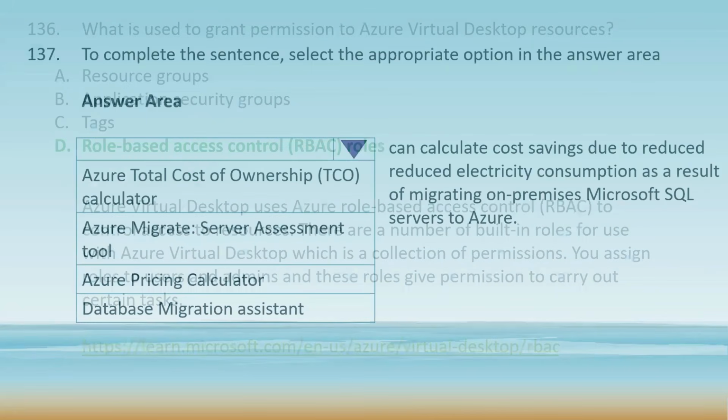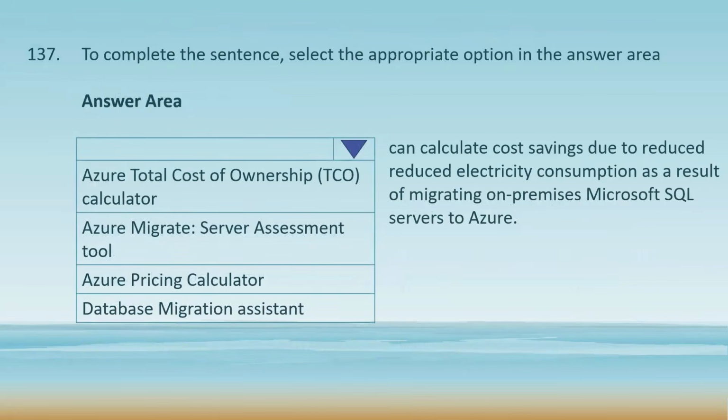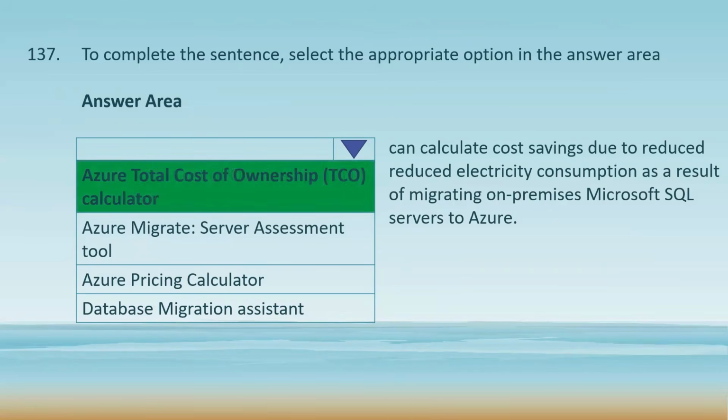Next question. To complete the sentence, select the appropriate option in the answer area. So you have four options: Azure Total Cost of Ownership Calculator, which is TCO calculator, Azure Migrate, Server Assessment Tool, Azure Pricing Calculator, Database Migration Assistant. Now the statement is Dash can calculate cost savings due to reduced electricity consumption as a result of migrating on-premise Microsoft SQL servers to Azure. The correct answer in this case is Azure TCO calculator, total cost of ownership calculator.